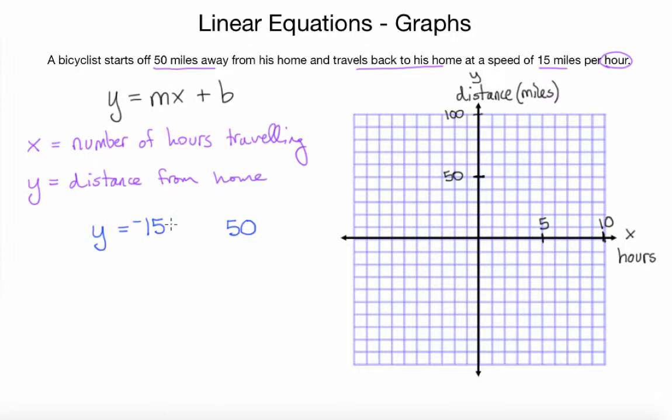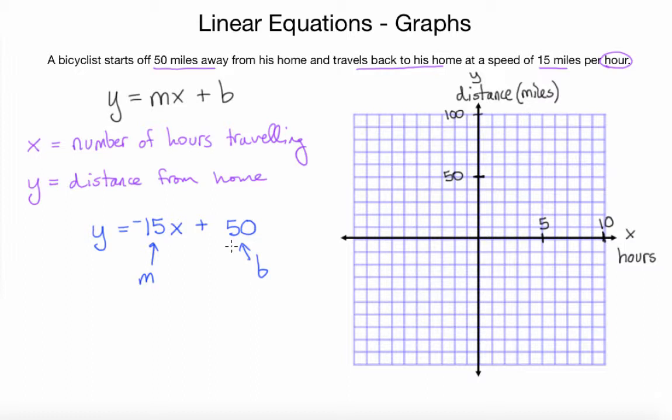And then x is the number of hours. So there we go. I'm 50 miles away right now, but every hour I travel, I'm going to be another 15 miles closer and eventually get home. Okay, so there's my linear equation. We've got our value for b right there, and there's my value for m, directly relating my x and y variables together based on this equation.